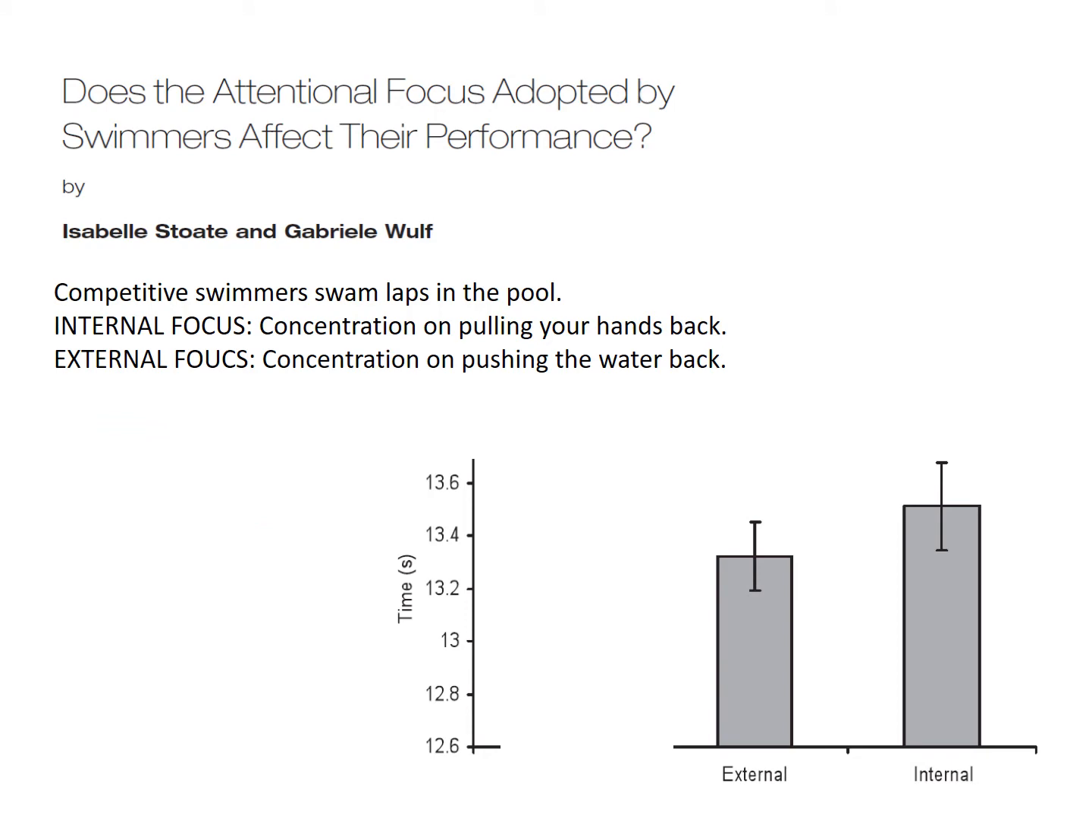So here's another study. Again, Gabby Wolf and one of her students. They didn't focus here on beginners, but what they went out and did was find people who were competitive swimmers, and they had them swim some laps in the pool. This was timed laps. I think they had to do 3 laps back and forth, for a goal time, go as fast as you can. And sometimes they swam using an internal focus, in which case they said concentrate on the actions of your hands and how you pull your hands back.